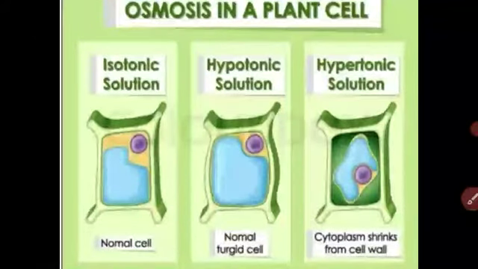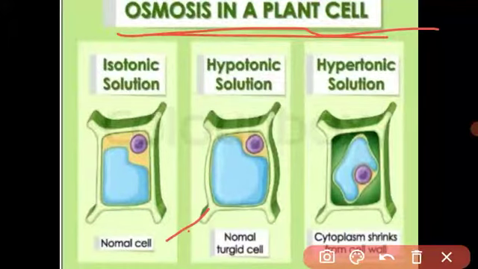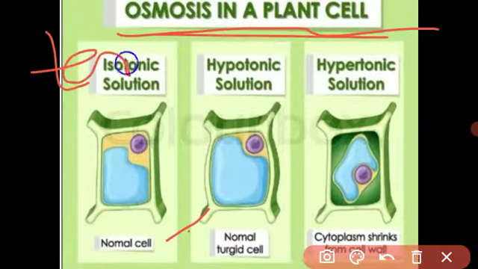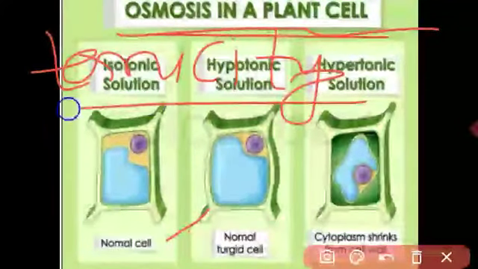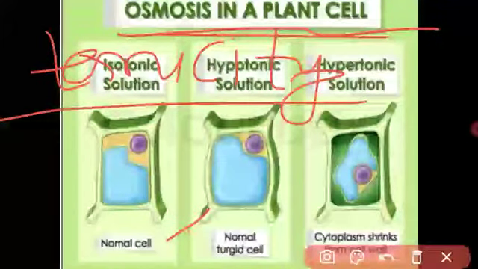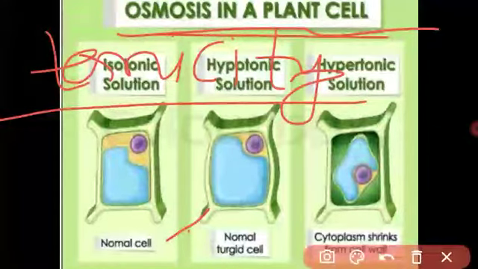Next topic: osmosis in the plant cell, it is the tonicity. Tonicity. What is meant by tonicity, student? The tonicity is the relative concentration of the solution that determines the direction of the diffusion.